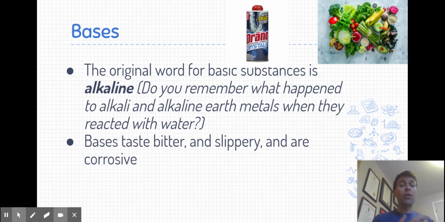Bases, just like acids, are also corrosive. They can eat away at material. For example, Drano or any drain cleaner, the active chemical in that is a base. And so when it's exposed to whatever's clogging the drain, it eats away at that to free up the drain.